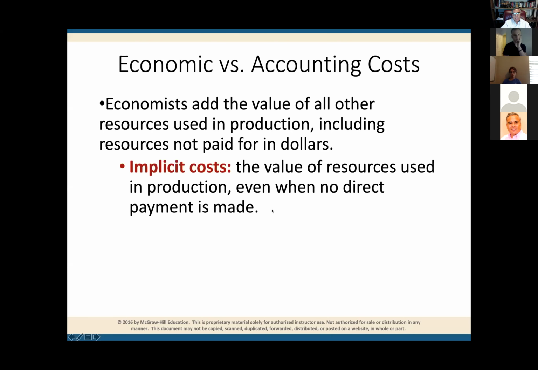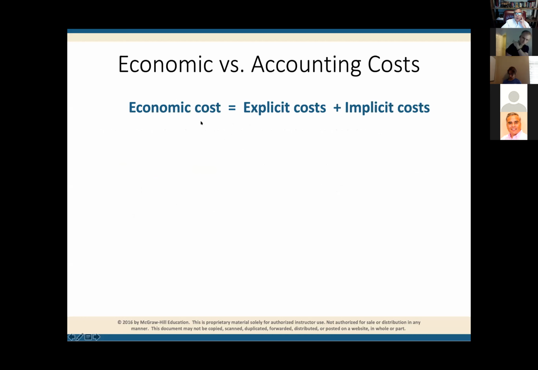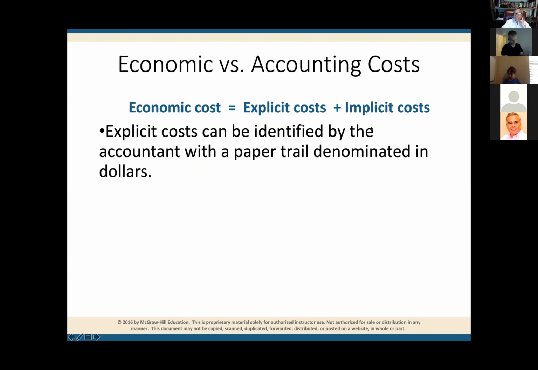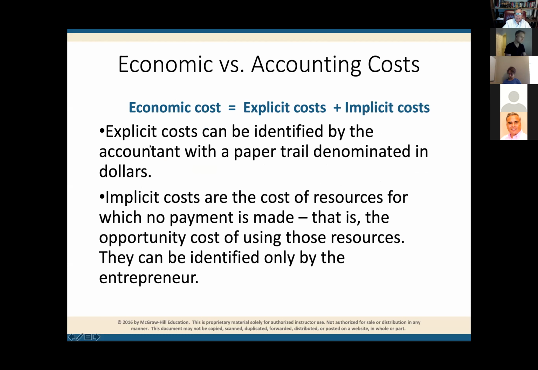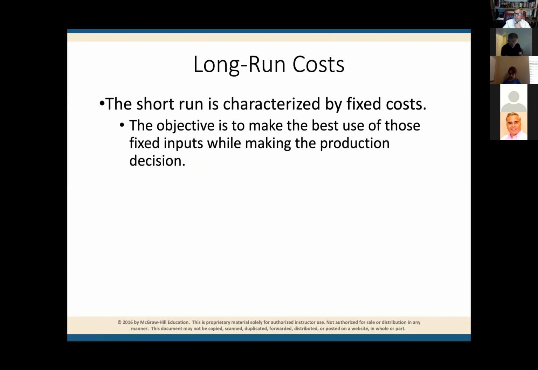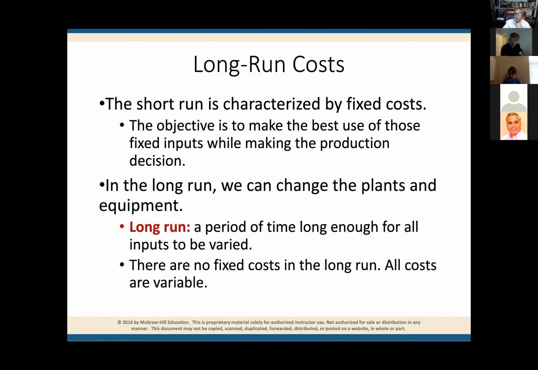Implicit cost is the value of a resource used in production even when you make no payment. So economic cost equals explicit plus implicit cost. Again, explicit costs we can identify. They are payments that we make. And implicit costs are the costs of resources for which we make no payment, but there's an opportunity cost in that. So as a businessman, we need to understand exactly how much we're paying.